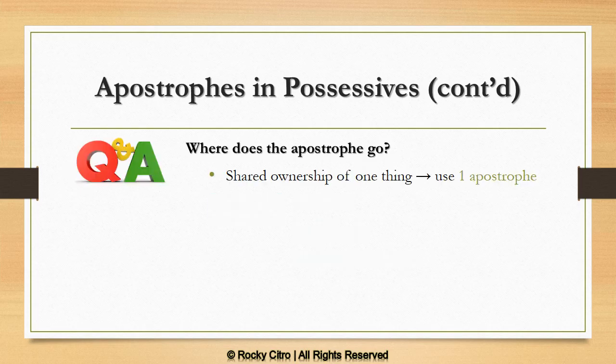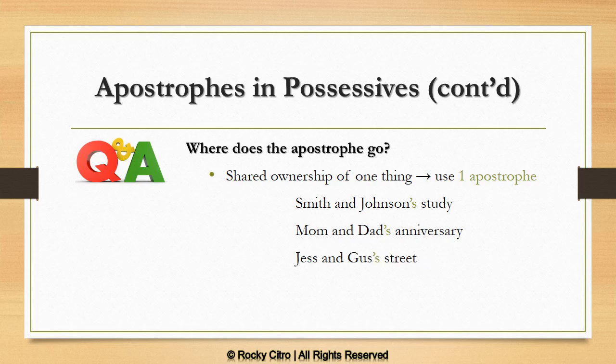Okay. We do have two other cases that we have to look at before we finish up this lesson. And that's the case where you have more than one owner. And in this case, it depends on whether they share ownership or not. So, for example, Smith and Johnson's study, if you just put one apostrophe s after the last name, then that is going to tell you that they share ownership of whatever item or idea. In this case, there's two authors to one study. Mom and Dad's anniversary. They share that. It's on the same day, so it's just one apostrophe. And Jess and Gus's street. In this case, the one apostrophe would tell us that they live on the same street.